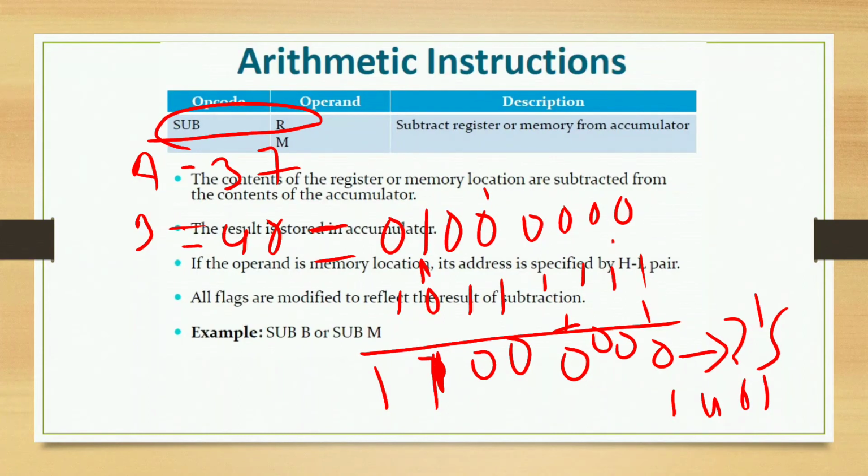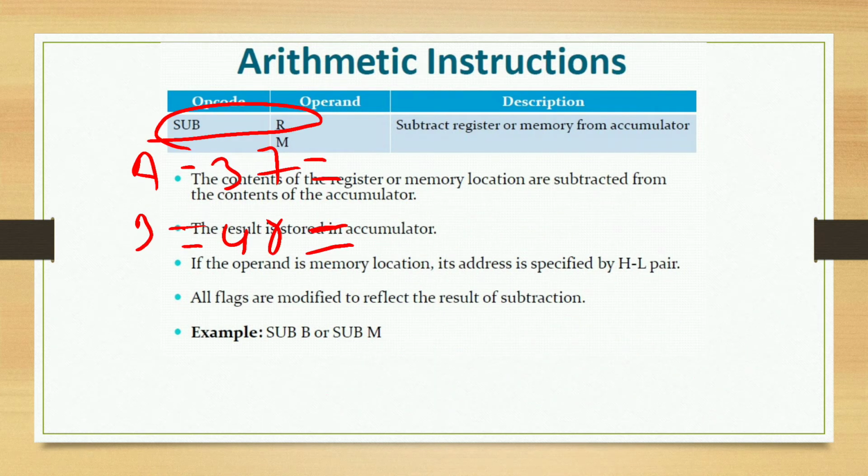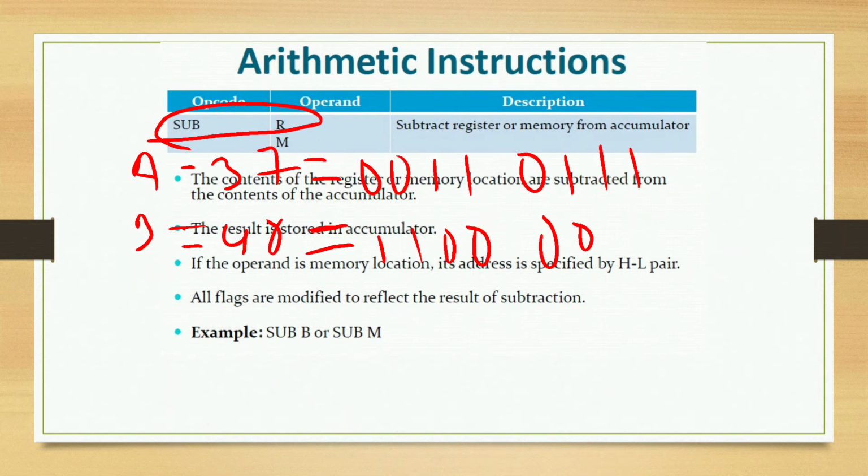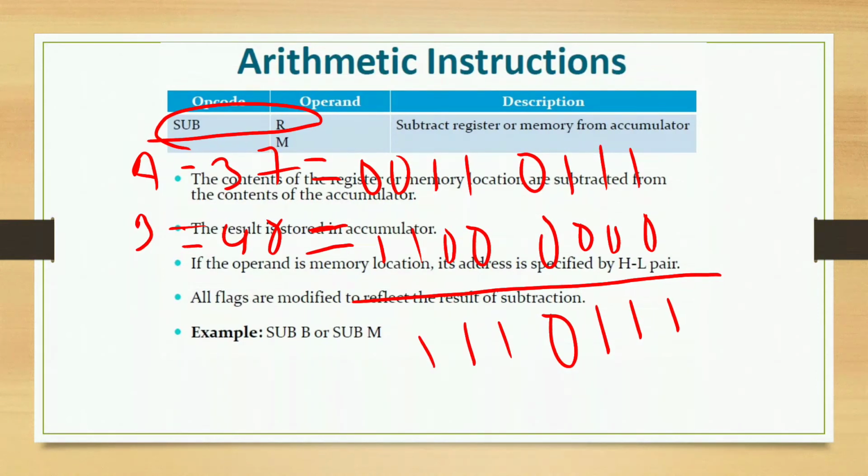Now this is added with the 37. 37 in binary form is 0 0 1 1 0 1 1 1 and 2's complement of 40 is 1 1 0 0 0 0 0 0. Now add these two. The result is 1 1 1 0 1 1 1 1. This one is the F and this is 7. Carry is 0.